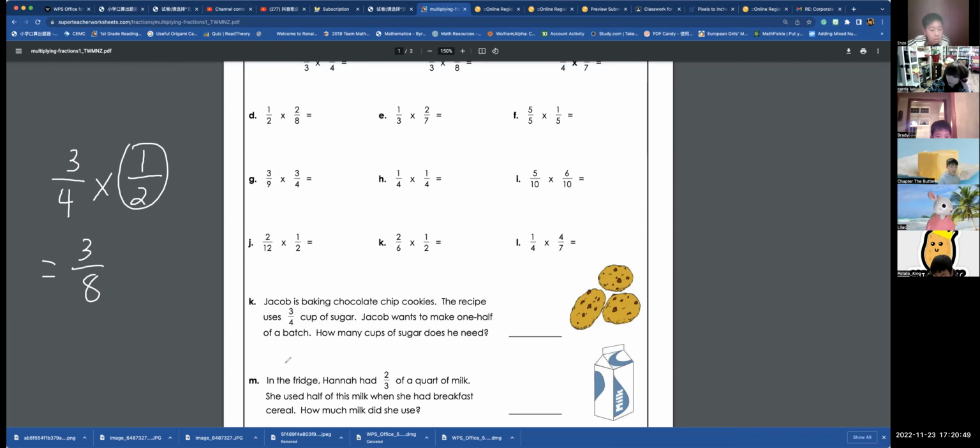In the fridge, Hannah had 2/3 of a quart of milk. She used half of the milk when she had breakfast cereal. How much milk did she use? So 2/3 is the quantity of milk she has, and she used half of it. So times what? Half. So the answer is 1/3. Understand? Everybody?